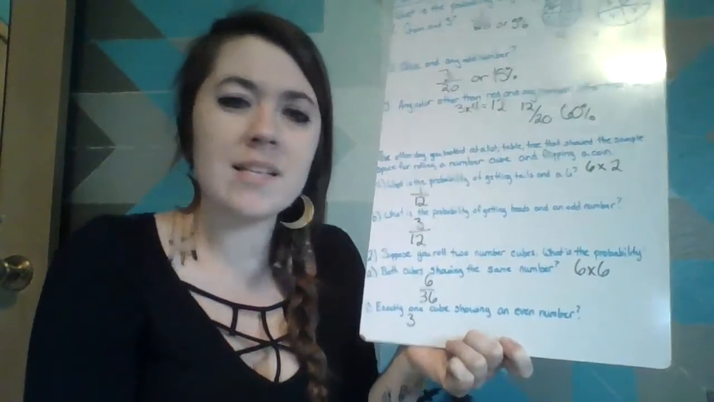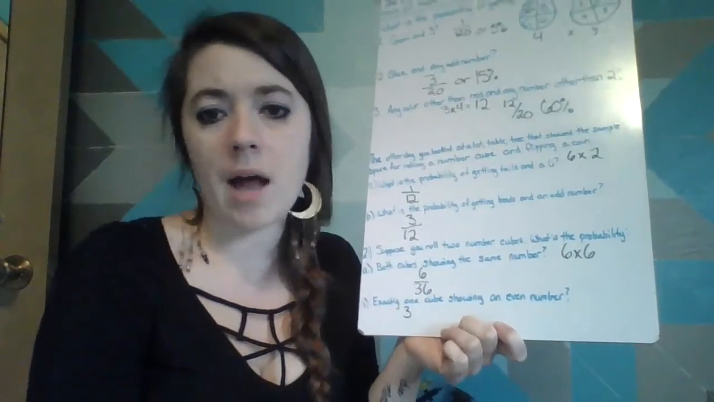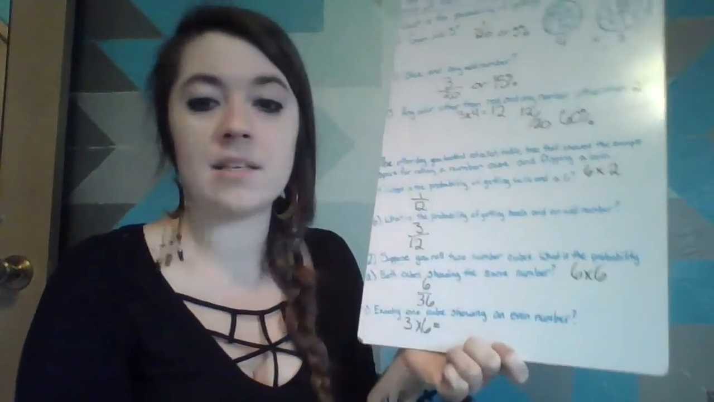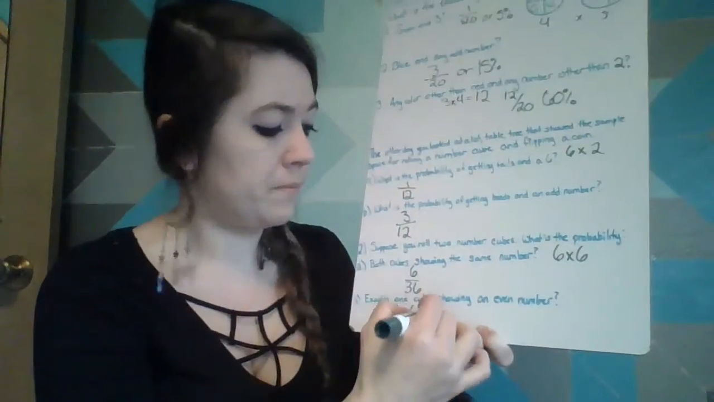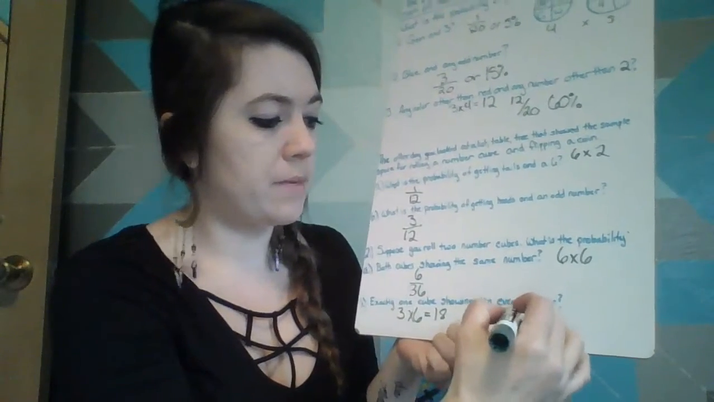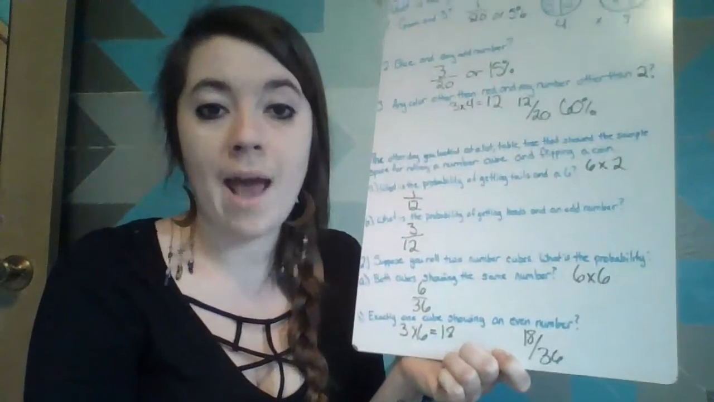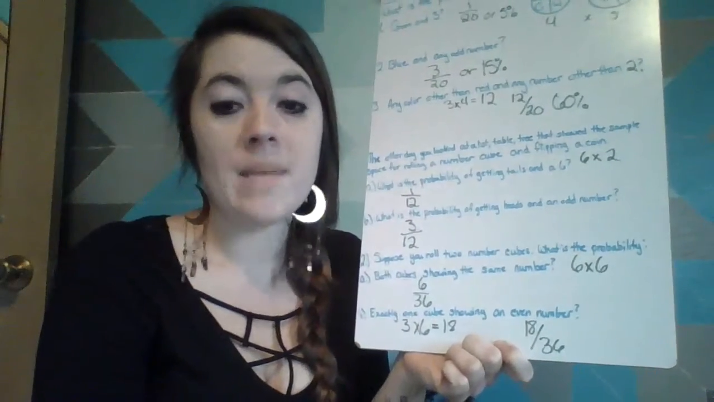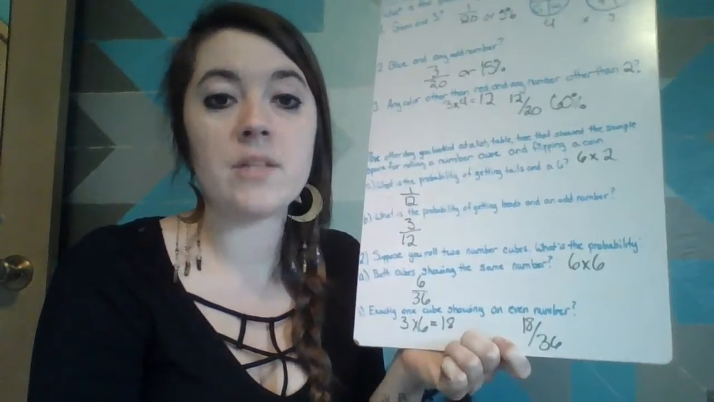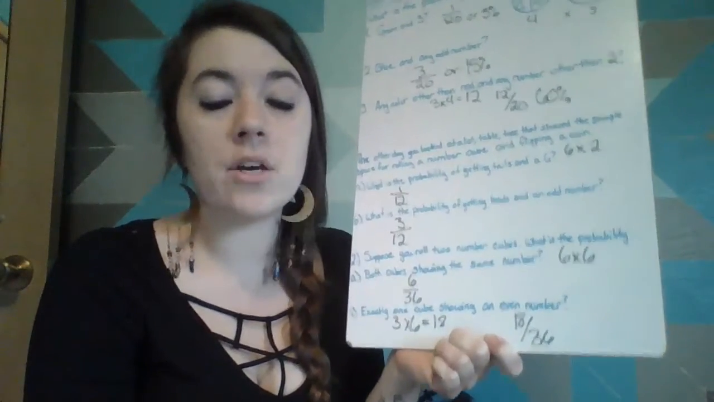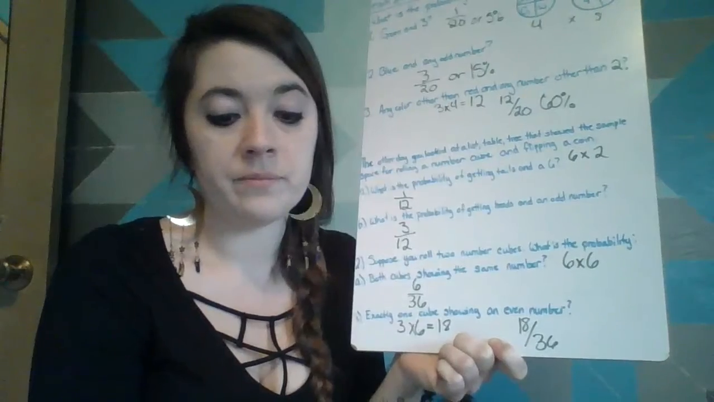But the second cube, it doesn't matter what it is. It could be even, it could be odd. So that means we have all 6 possibilities. So 3 times 6 is 18. So our answer is going to be 18 out of 36, or 1/2 chance probability, because it says exactly 1 cube. So that means only the 1 cube has to have an even number, but they could both have the even number. Okay? All right.